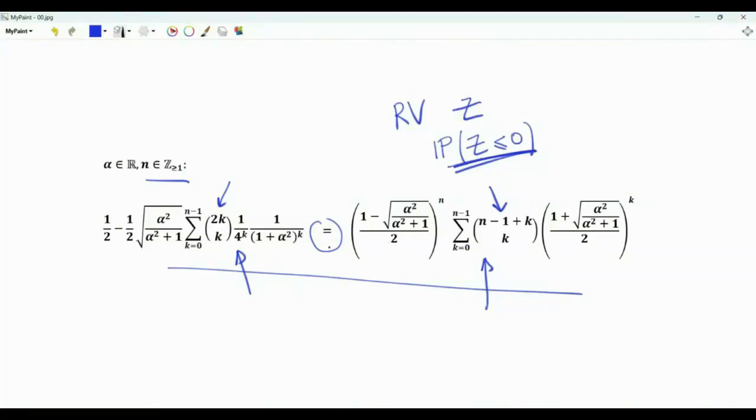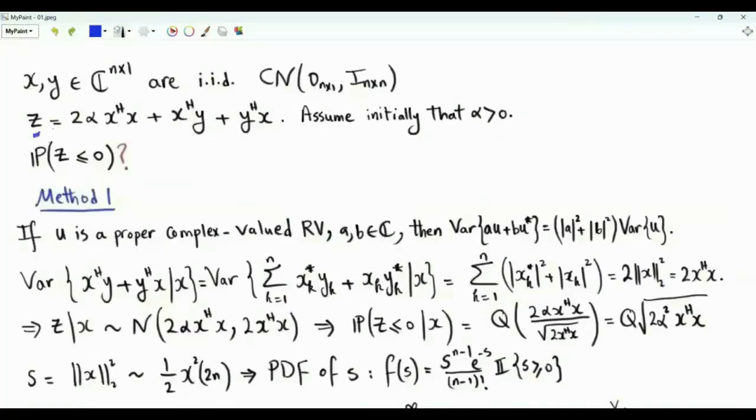What is the random variable that we will work with? Random variable Z is equal to 2 alpha, where alpha will be taken initially as a positive real number, and then we have X Hermitian X, that's the L2 norm squared of vector X, plus X Hermitian Y plus Y Hermitian X. What are the vectors X and Y? These are n-dimensional vectors in the n-dimensional complex space.